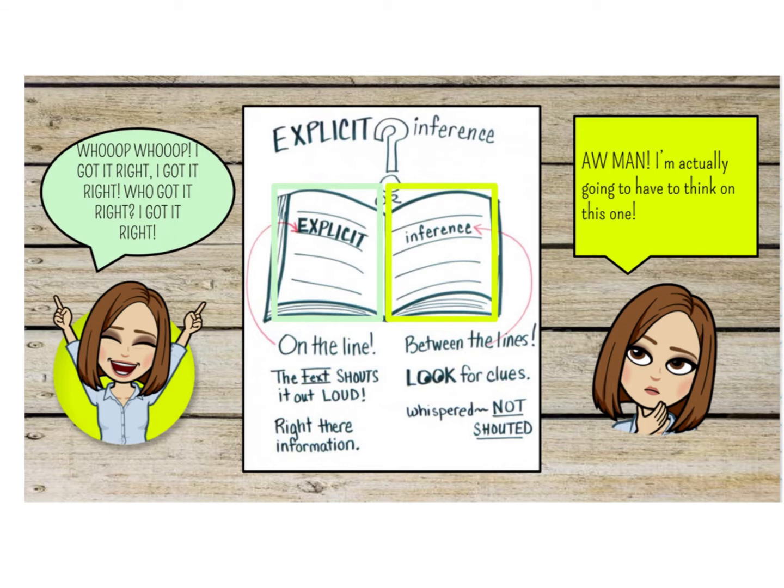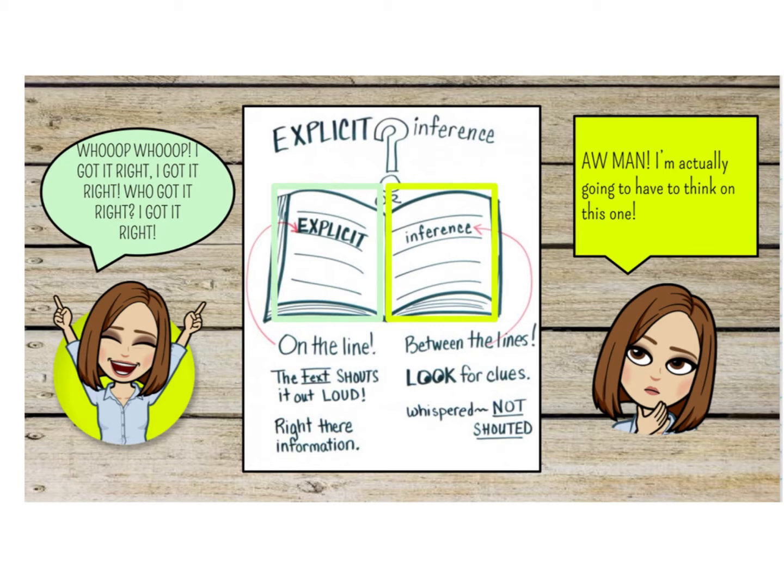Today we are going to learn about making inferences. As we learn together, let's go ahead and dive in with an example. As we think about making inferences today, there's 2 important words we have to understand. The first word is the word explicit. This means on the line. You can find the answer to a question right there on the page. The text shouts it out loud and we call it right there information. So it's easy to find.